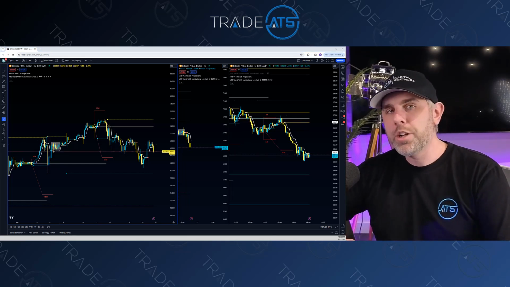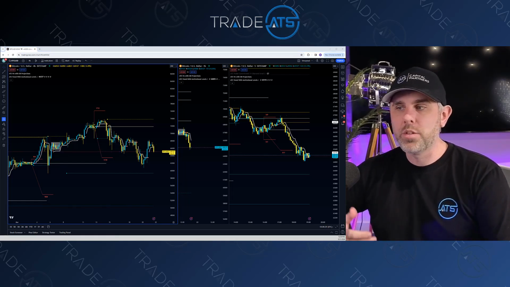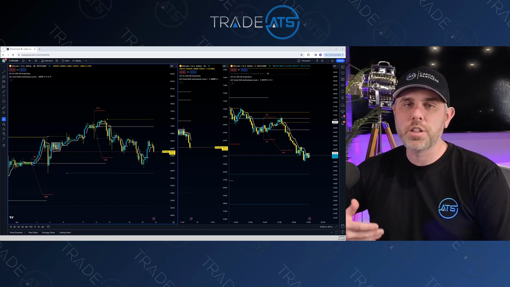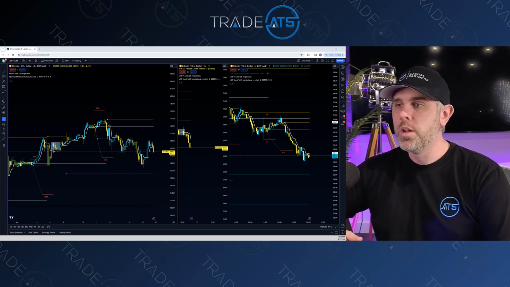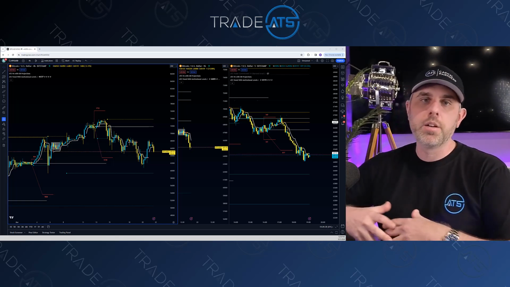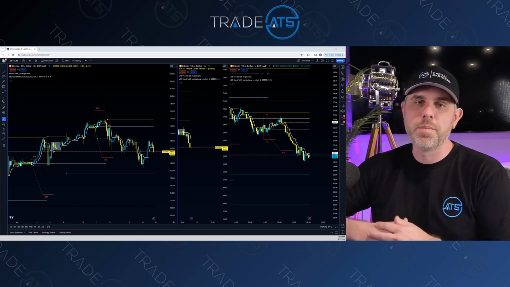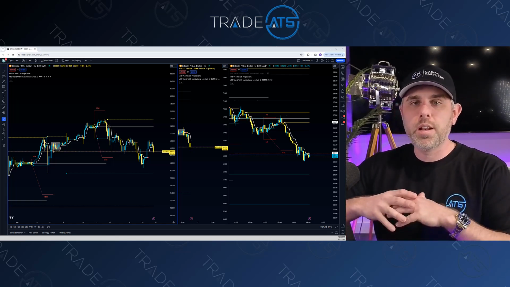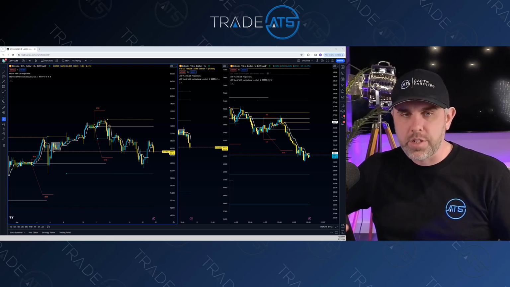A big question that a lot of people ask when they're looking at ATS software is, what can I actually use this on market-wise? So what markets can I trade? What is the expansion pattern? What is all this stuff? What is it effective on? And the great news is it works on everything, on every single time frame.